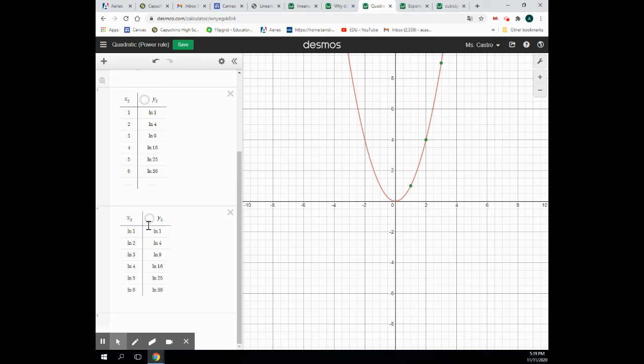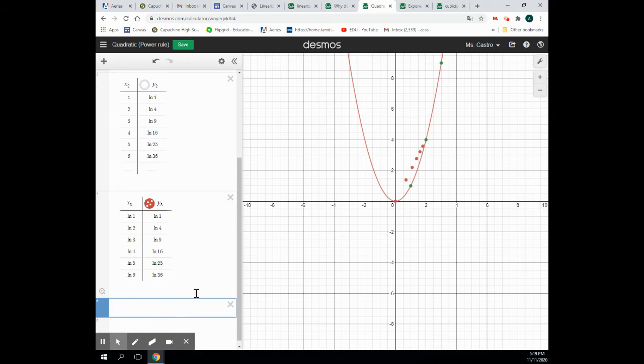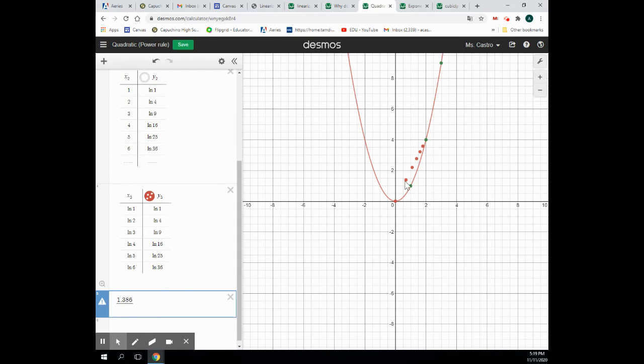So I took the log of the x values and I take the log of the y values, and look what happens. Lo and behold, the new points make a straight line. They make a straight line. Something else that's even more extraordinary is if I look at the slope of this line, and I can find that by taking rise over run. So my change in y over change in x, my change in y is 1.386. So I'm going to put that in. 1.386 divided by change in x, 0.693.